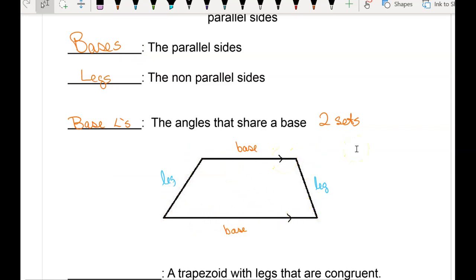Now, what about the base angles? Remember, there are two sets. So the base angles are located here's one set of base angles, and here is the other set of base angles.